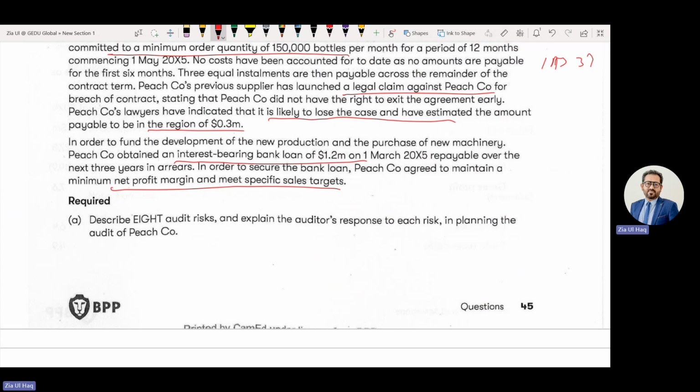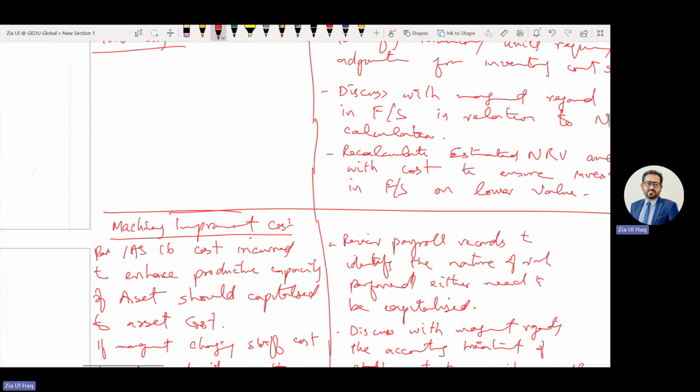The installment that you need to pay within 12 months should be recorded under current liability. And the money that you need to repay in more than 12 months, meaning after 1 year, should be recorded as non-current liability. If they are not properly classifying the current and non-current liabilities, the financial statement could be misstated. 1.2 million is material. What will be the audit response?